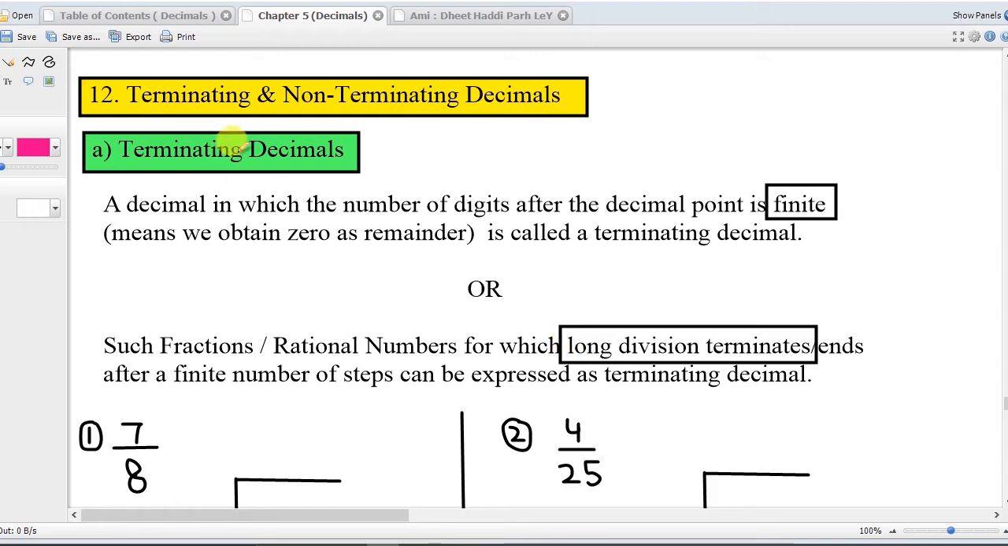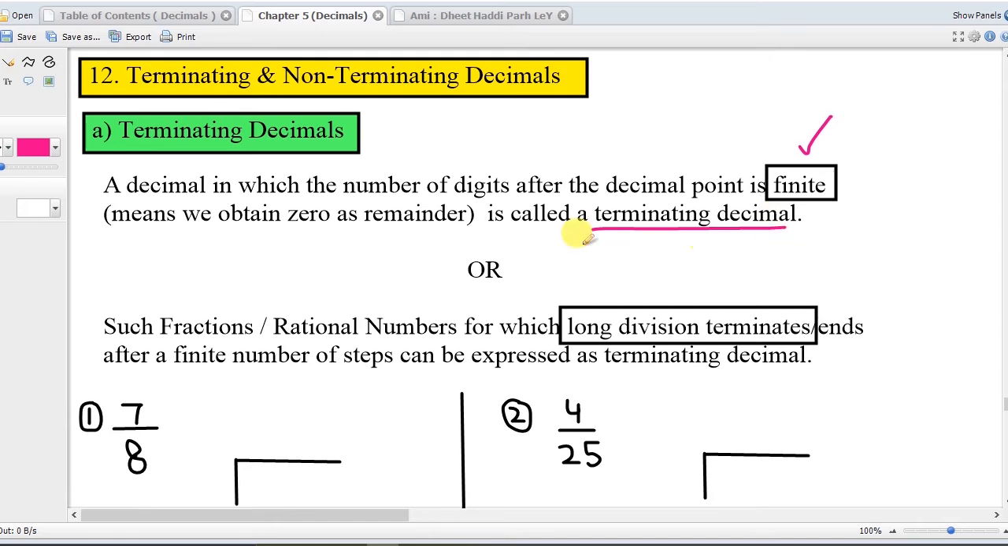Okay, moving on to the next concept, which is terminating and non-terminating decimals. So what are terminating decimals? They are decimals in which the number of digits after the decimal point is finite. Finite means it has a certain end value, right? It has an end, meaning we obtain 0 as a remainder. If we keep on dividing those numbers, we must always get 0 in our remainder. So we can say that particular decimal value is a terminating decimal.